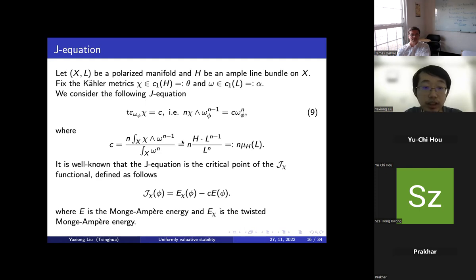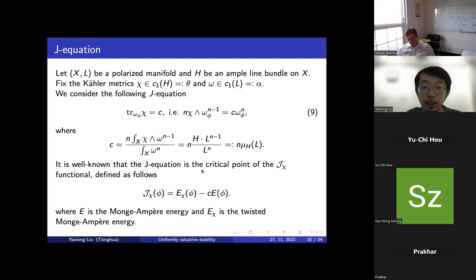Well, the constant c is a topological constant. We integrate both sides, and get c equal to n times the integration over the measure, which can be computed by the algebraic invariant given by the ample line bundle H intersect L^{n-1} over the volume of L. I always denote this one by μ(H, L). Some twist can be viewed as some twisted slope μ(L).